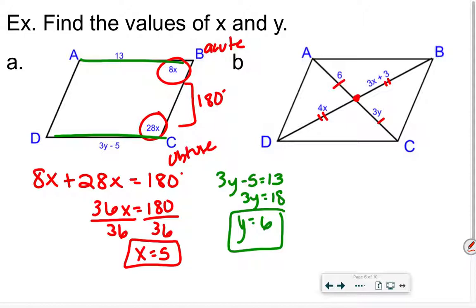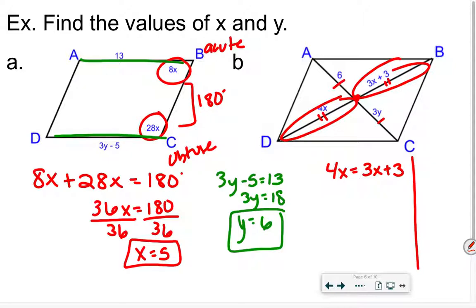We can start with either variable, it doesn't really matter here, but if I start with this diagonal, those 2 halves are equal to each other, so 4x has to equal 3x plus 3, and I'll solve that. And on the other side, these 2 halves equal each other, so 6 has to equal 3y, and then I'll solve that. So again, those are 2 pretty simple equations here, 1 step each.